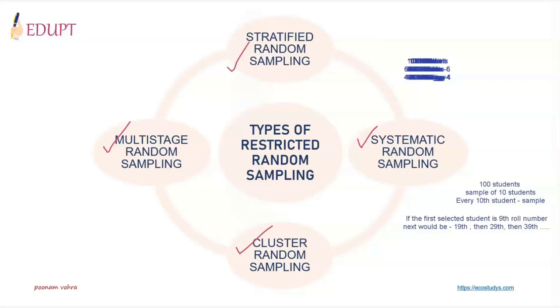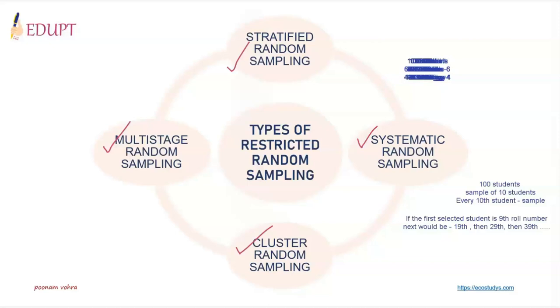But at the same time, there are demerits also. In this case, every item in the universe does not get an equal chance of being selected, except the first item that is selected randomly. So it is considered to be unfair. Not only that, it is unsuitable if the size of the universe is large. So it's difficult to prepare a sampling frame.